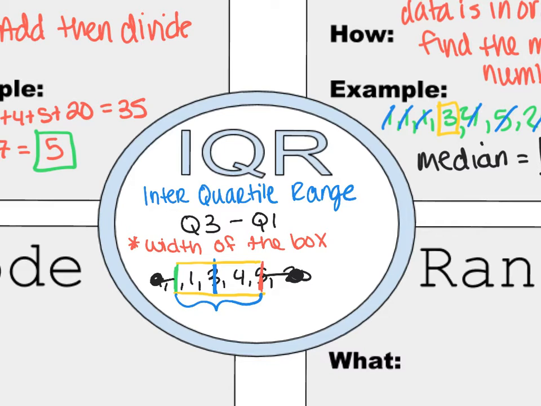So from 5 to 1. My quartile 3 is 5. My quartile 1 is 1. So to find the interquartile range, it's 5 minus 1, so 4. So the interquartile range is the length or the width of the box when you make a box and whisker plot. You take the third quartile, which is the median of the second half, and the first quartile, which is the median of the first half, and you subtract them, and that's your interquartile range.